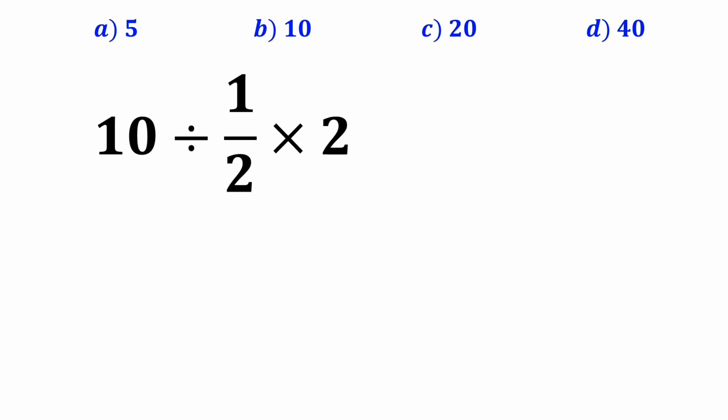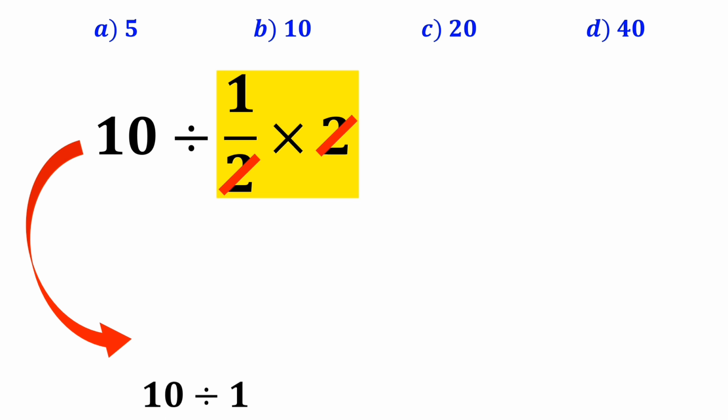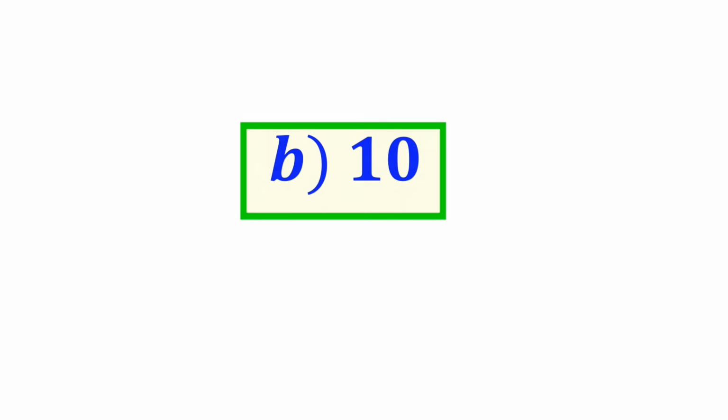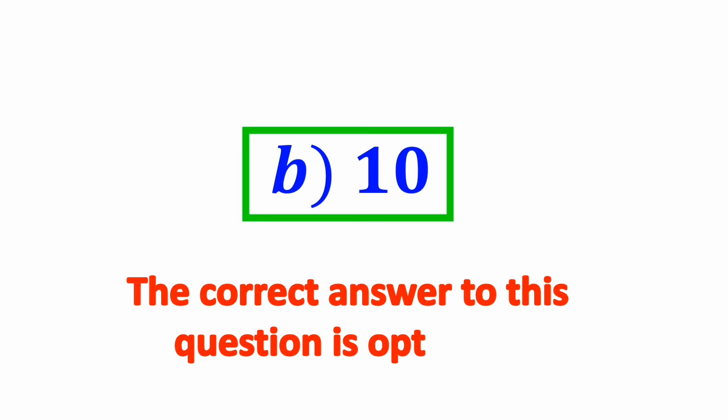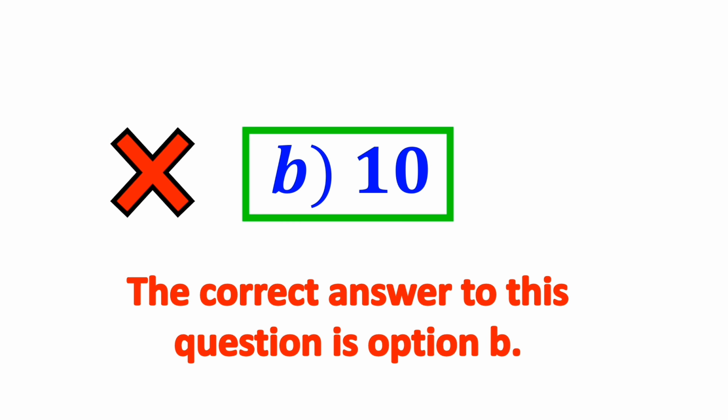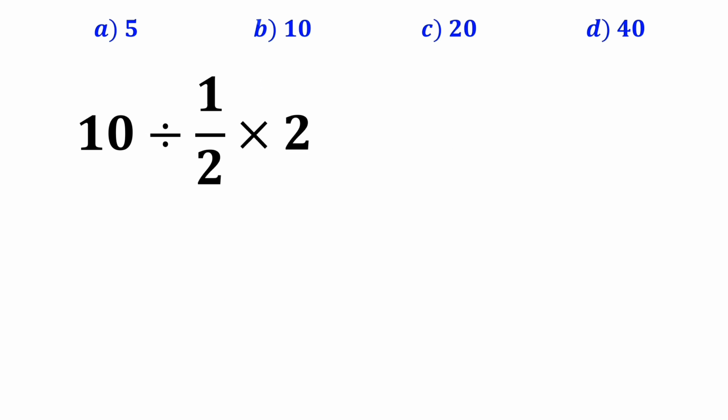At the beginning of solving this question, many people go straight to the expression 1/2 multiplied by 2, which I have highlighted in yellow. And they say, it's easy to simplify the 2 with the 2 in the denominator and rewrite this expression as 10 divided by 1, which finally gives them the answer 10. Then, without any hesitation, they immediately say that the correct answer to this question is option B. But that's definitely wrong. Now let me explain step by step how we should solve this expression.